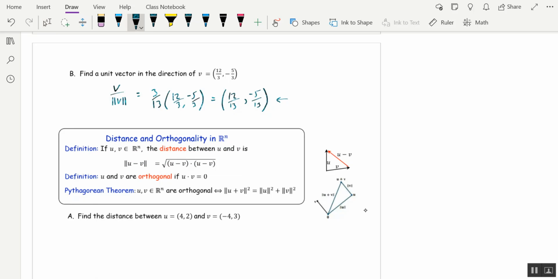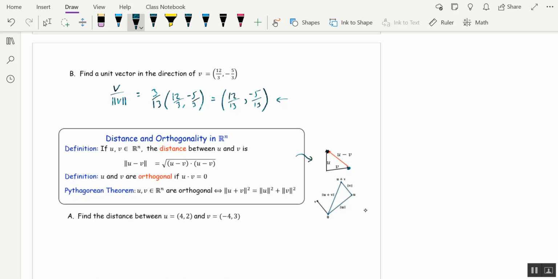So if we take the length of their difference, that's the square root of U minus V dot U minus V. And I've got a picture over here that can illustrate what that looks like. If U and V are in standard position, we can visualize U minus V as that red arrow going from the end of one vector to the end of the other vector. And so the distance between them is just the distance between those two points.